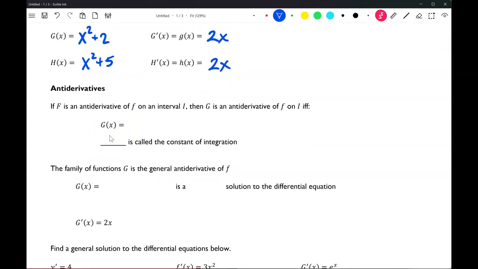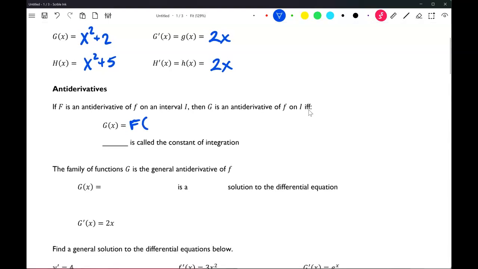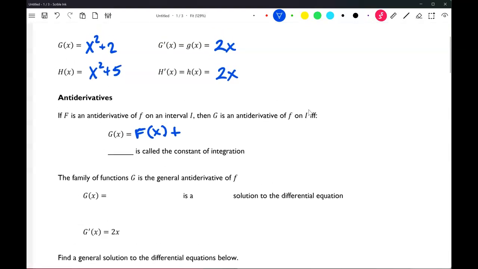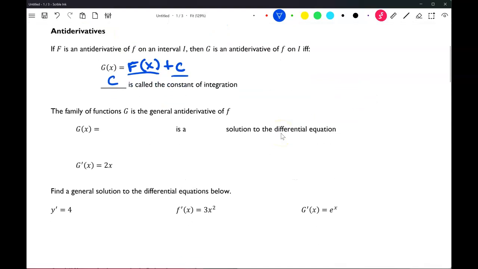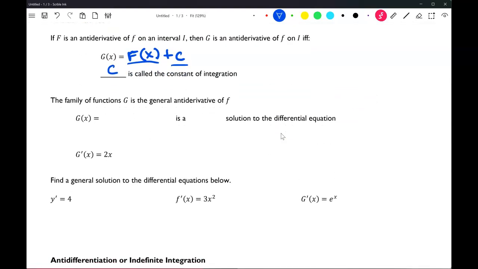So, if capital F is an antiderivative of lowercase f on the interval I, then g is an antiderivative of f on the interval if and only if g of x equals capital F of x plus c. The antiderivative plus c, which is a constant. We call it the constant of integration. So, the antiderivative plus some constant value. Sometimes we will know it, sometimes we won't.